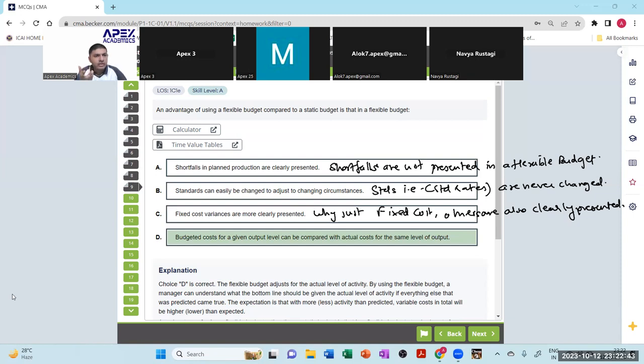That's the whole point of a flexible budget, na? That your standard quantity keeps changing. So then it would be right, no? Standards, how is that right? You are keeping the rate constant, na? Standards means standard rates. Okay. What is the meaning of standard? Standard means standard rates. Okay, got it, sir.